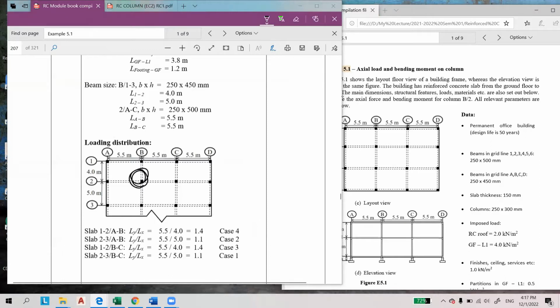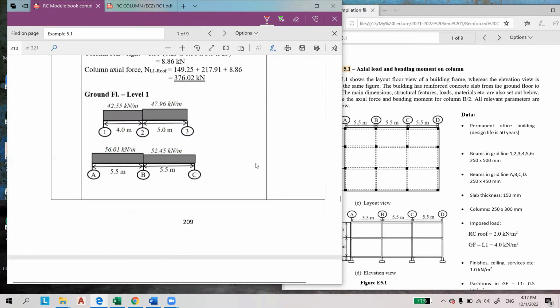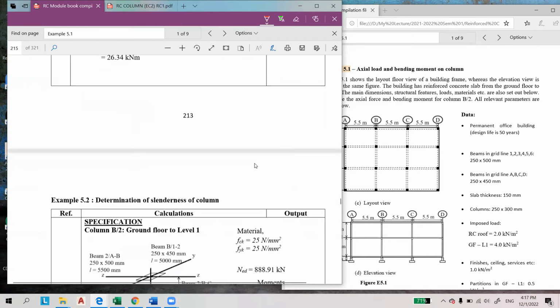For this column, we have four beams, but the beam sizes are different. This is beam 1, 2, 3, and 4, but the beam sizes are different: 250 times 500 and 250 times 450. For this example, you have to determine whether the column is slender or not.